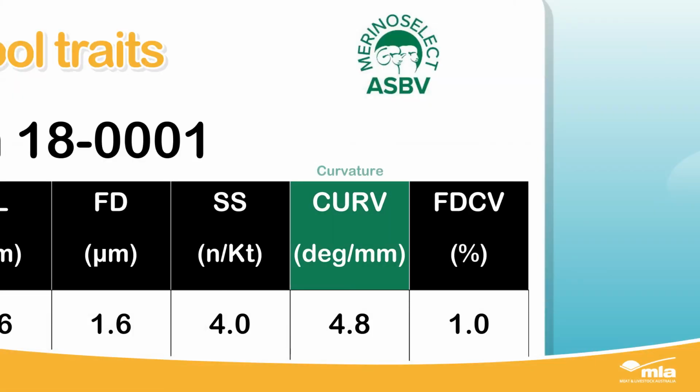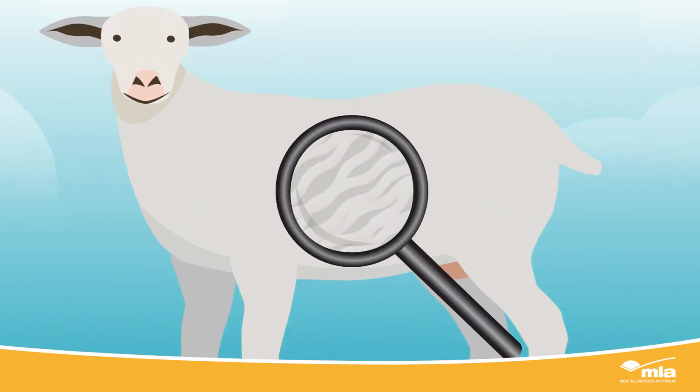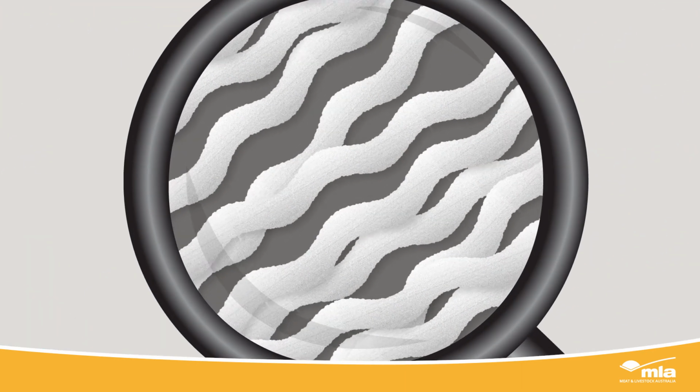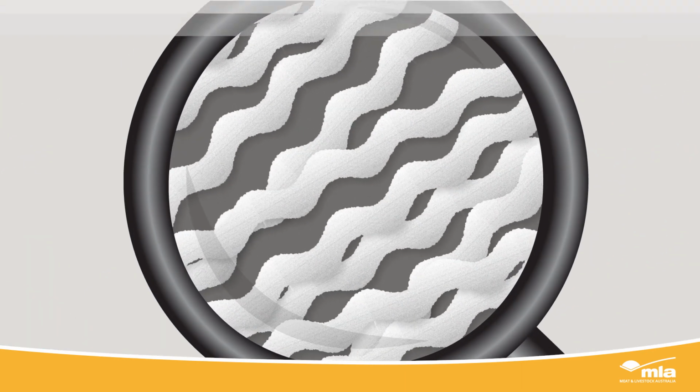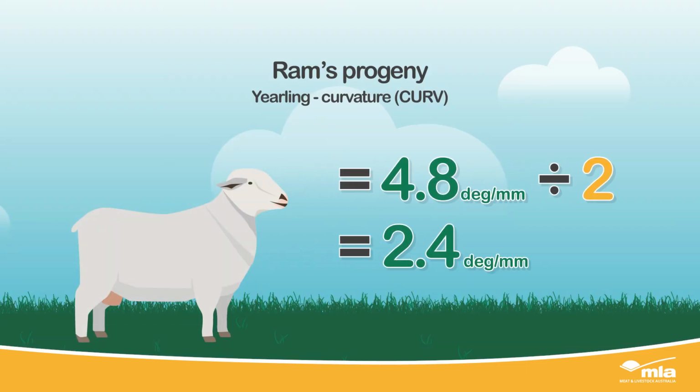CURV is curvature, which is measured in degrees per millimetre. A ram with a more positive curvature will produce progeny that have more crimp. With a curvature of 4.8, this ram's progeny will have 2.4 degrees per millimetre higher curvature compared to a ram with an ASBV of 0.